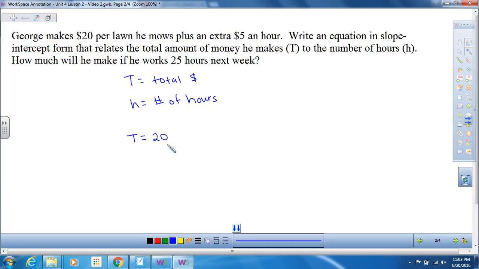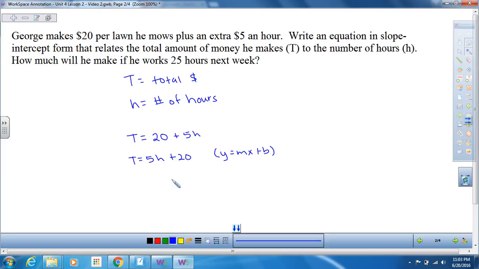So we're talking about just like one lawn. So the $20 is actually just a one-time cost for one lawn. And then he gets $5 an hour. So here's my equation, and I'm going to write it with the 5 first, because this is actually slope-intercept form. This is like y equals mx plus b. So my slope would be 5, my y-intercept would be 20.